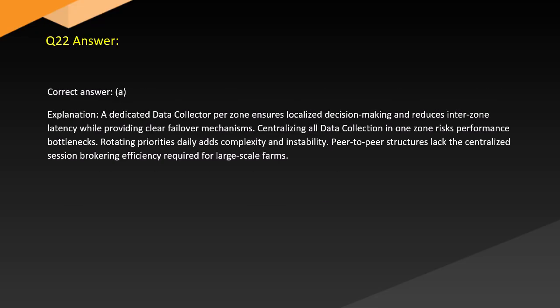Answer. Correct answer: A. Explanation. A dedicated data collector per zone ensures localized decision-making and reduces inter-zone latency while providing clear failover mechanisms. Centralizing all data collection in one zone risks performance bottlenecks. Rotating priorities daily adds complexity and instability. Peer-to-peer structures lack the centralized session brokering efficiency required for large-scale farms.